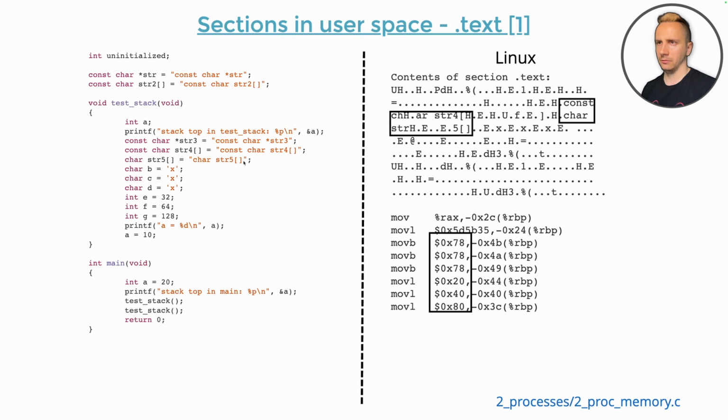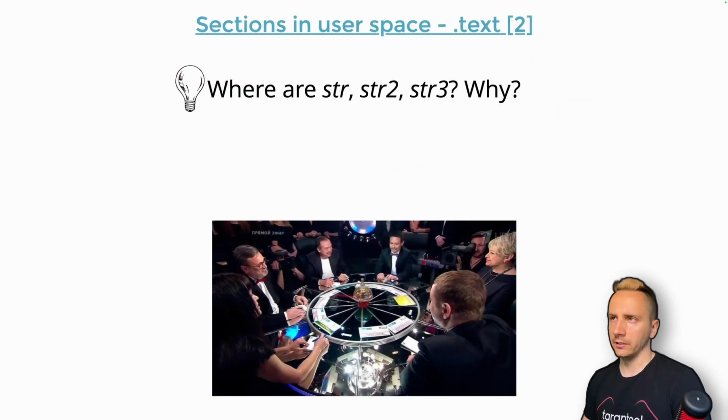This one and this one. But where are str3, str2 and str1? They are not visible here. So my question to you will be, where are str1, str2 and str3?